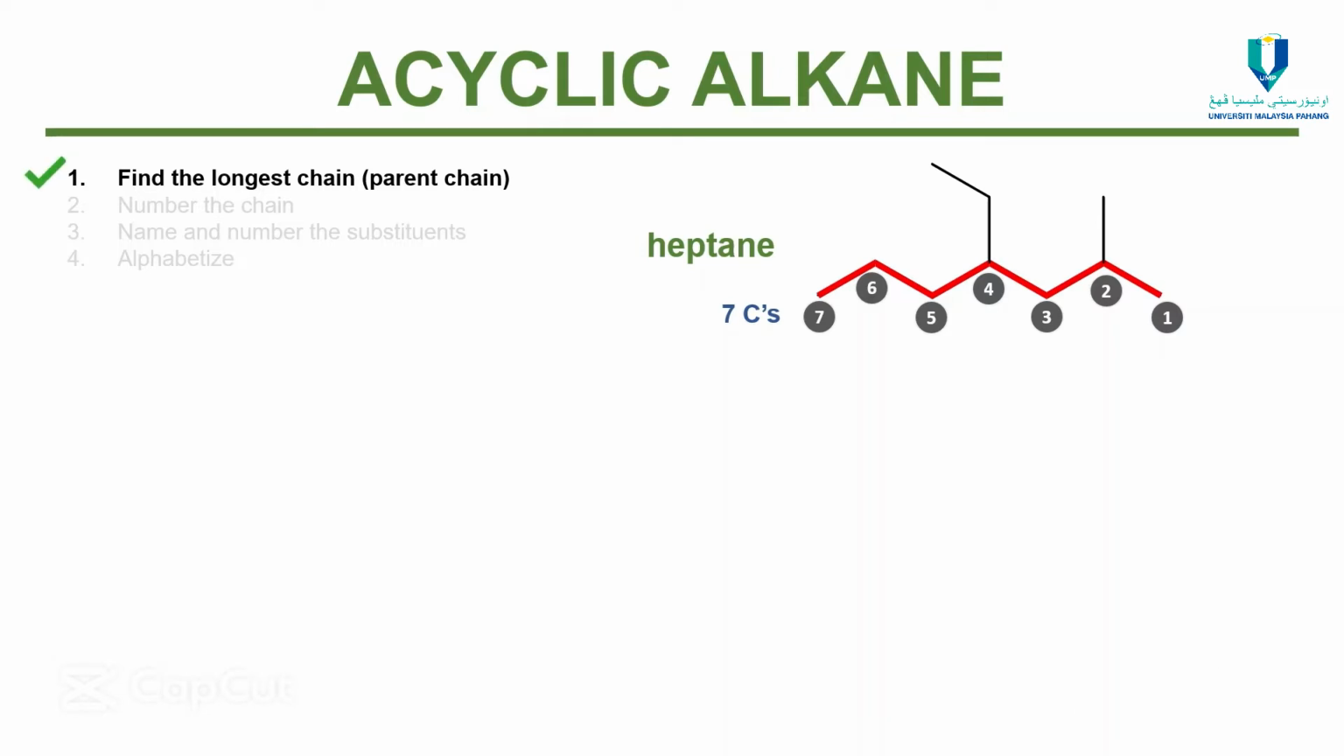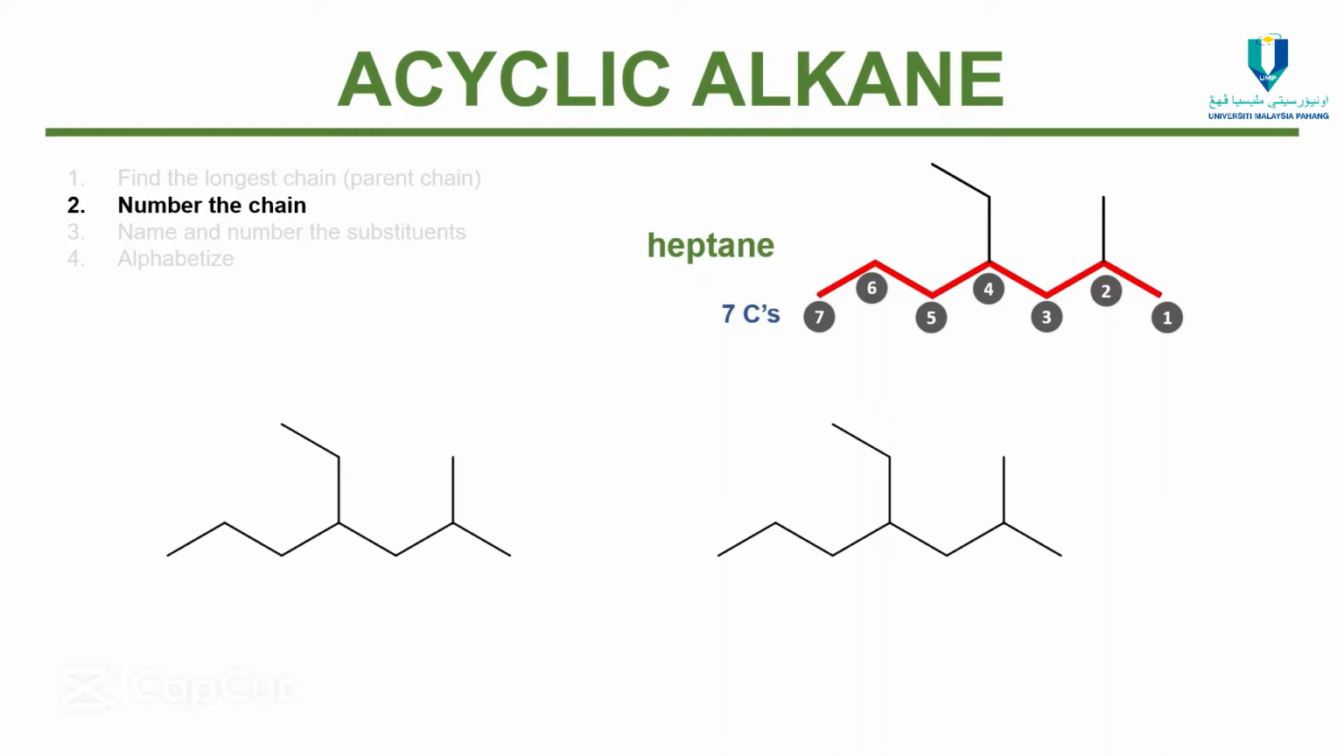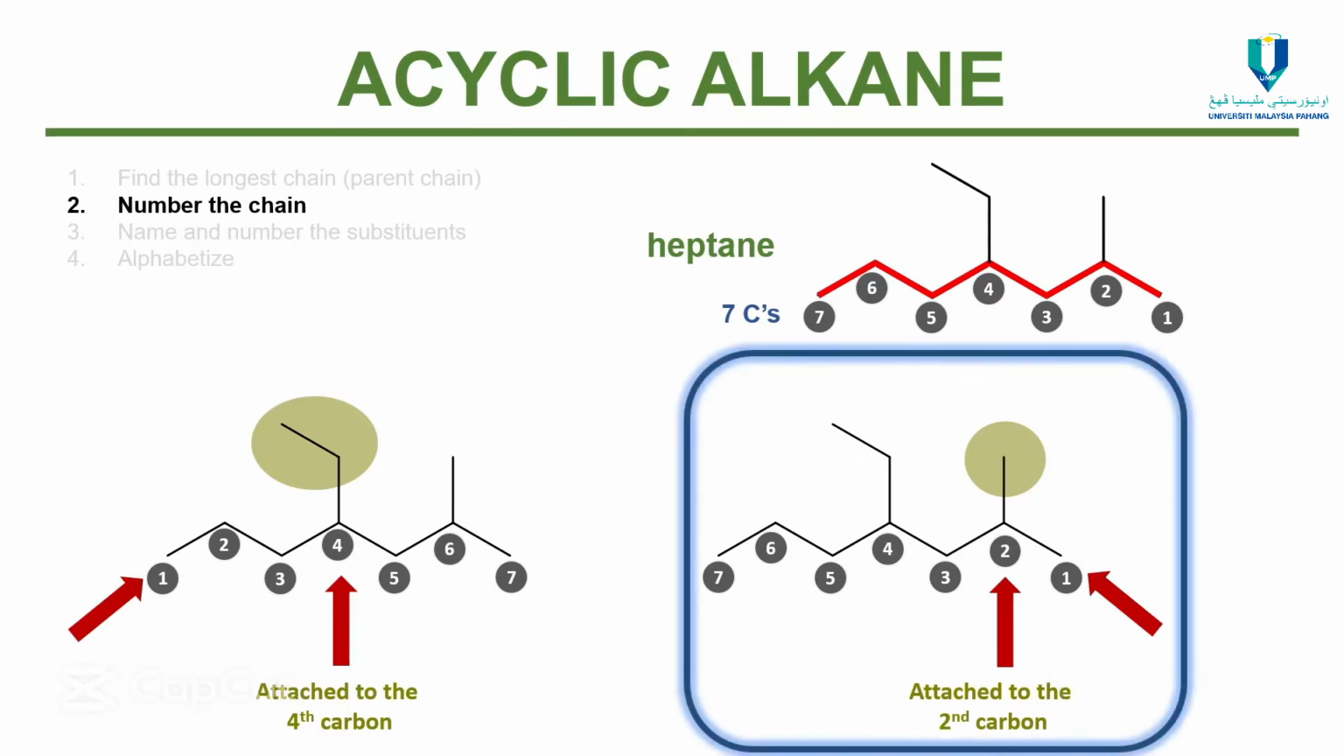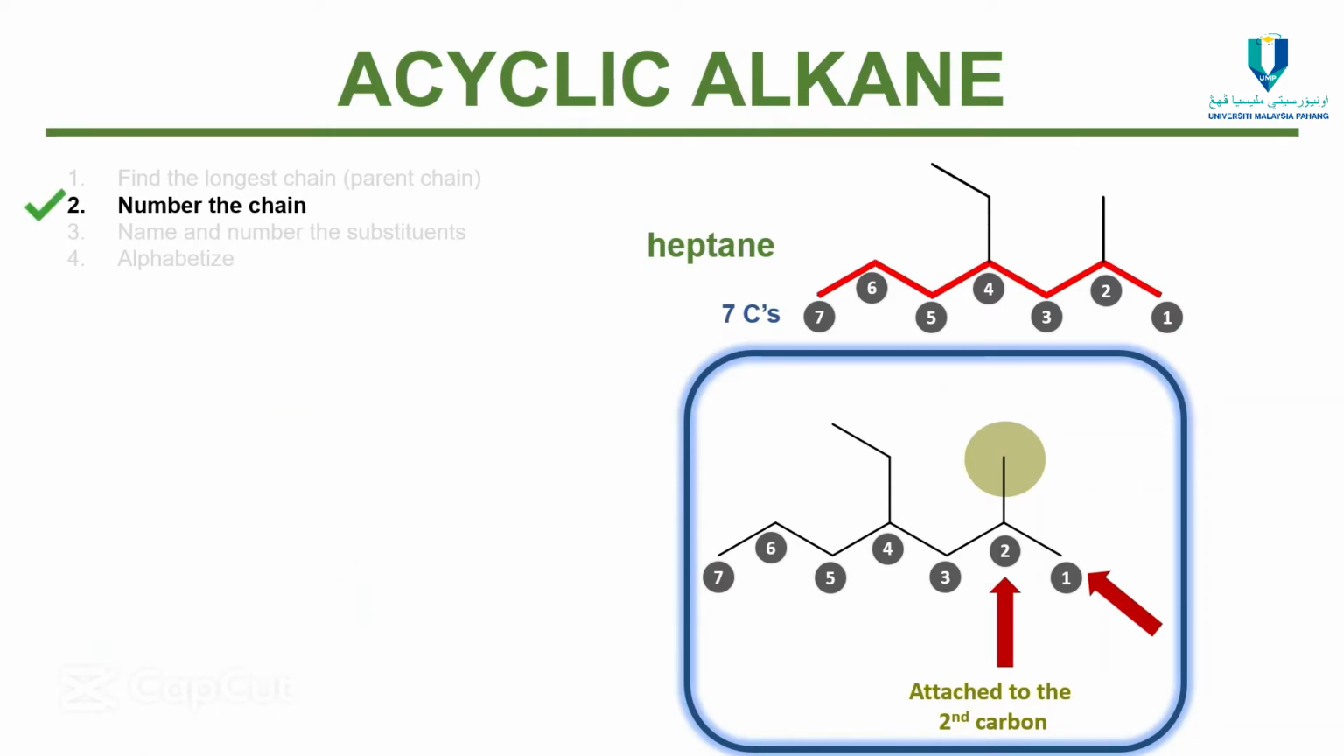Let's proceed with the second rule, which is you have to number the chain. So we have 2 options. Either you want to number from right hand side or left hand side. So which one is the correct numbering system? As always, you have to identify the nearest substituent from the carbon number 1. So from left hand side, our first substituent attached at carbon number 4. And from right hand side, our substituent is attached at carbon number 2. So carbon number 2 is lower than carbon number 4. So this is our correct numbering system. So now we have fulfilled the second rule.